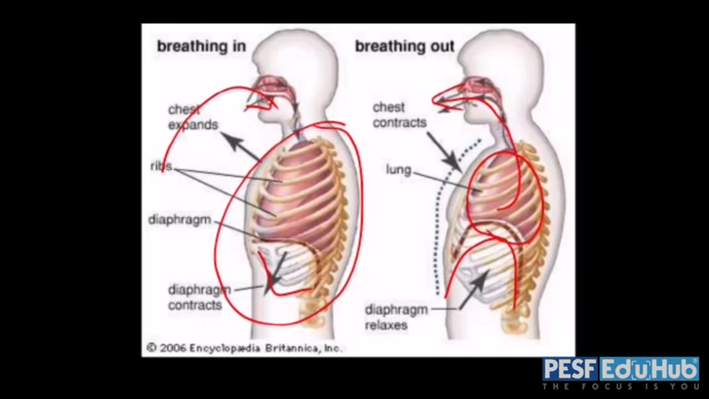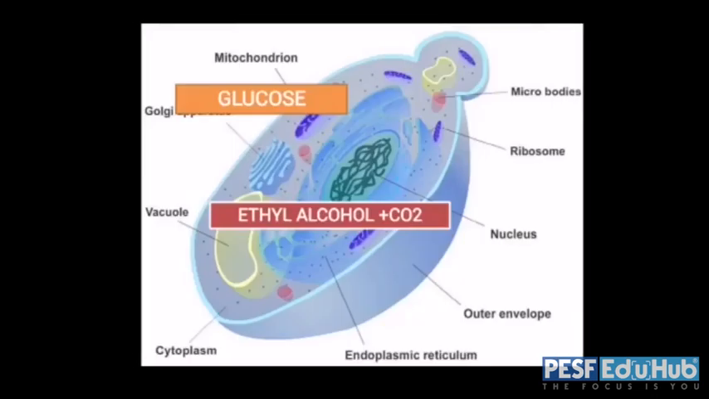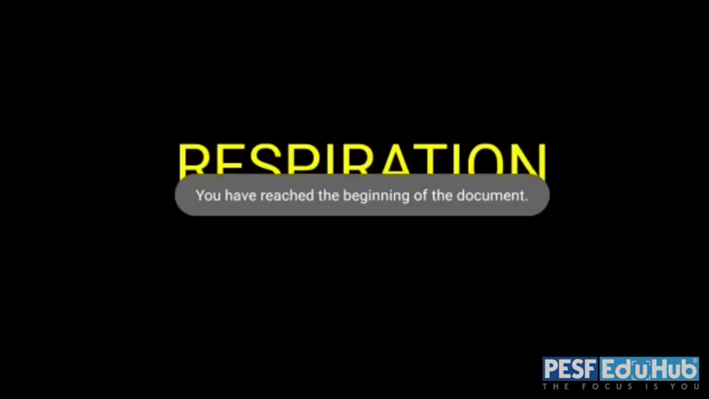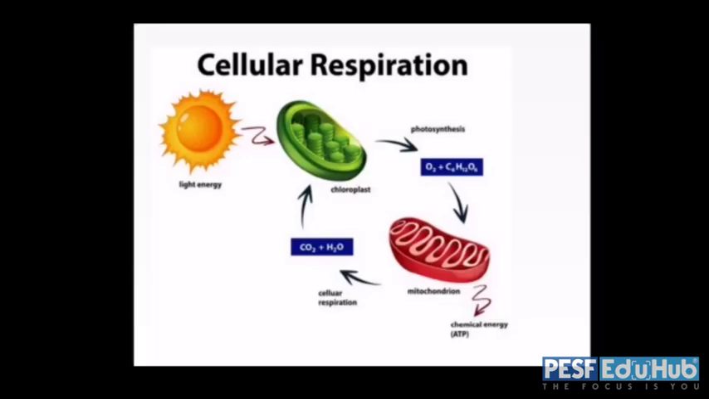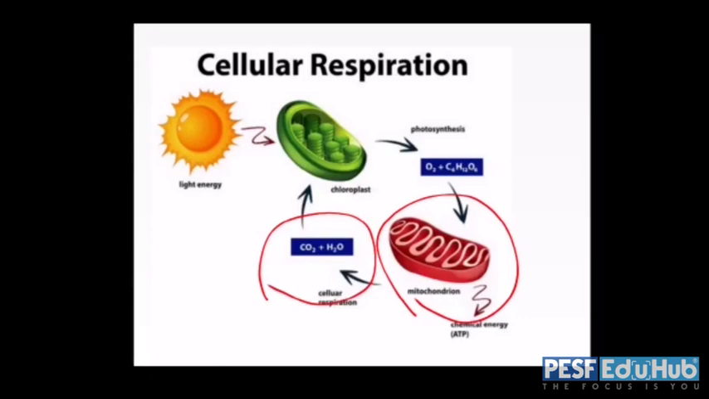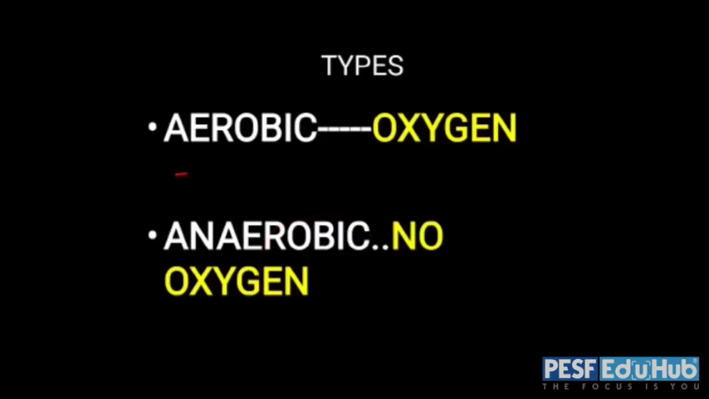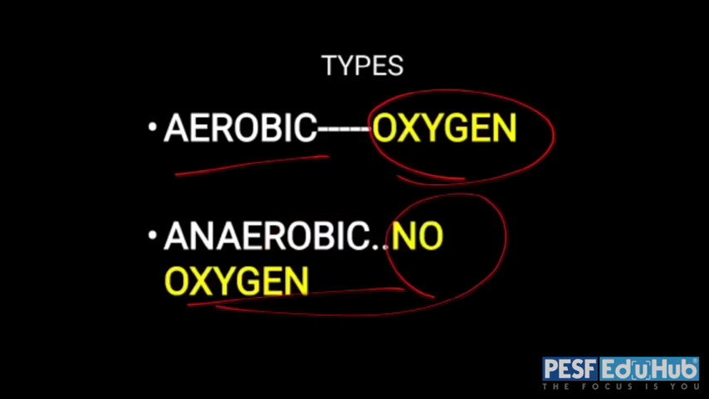Now let us revise the chapter once again. Respiration is the process of breaking down food molecules to release energy. Energy is released in the form of ATP. Cellular respiration takes place in the mitochondria, releasing carbon dioxide, water and energy. There are two types of respiration, aerobic and anaerobic. In aerobic respiration, oxygen is used. In anaerobic respiration, there is no need of oxygen.